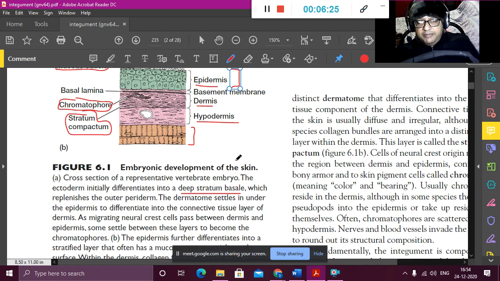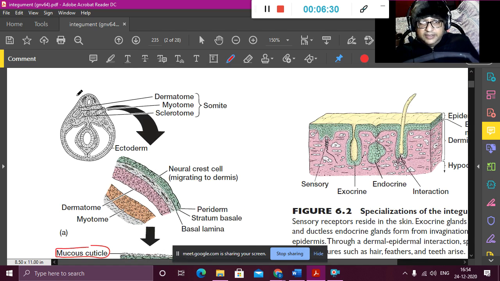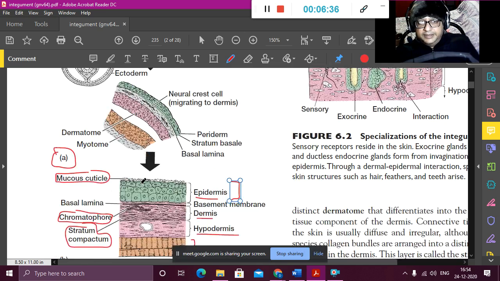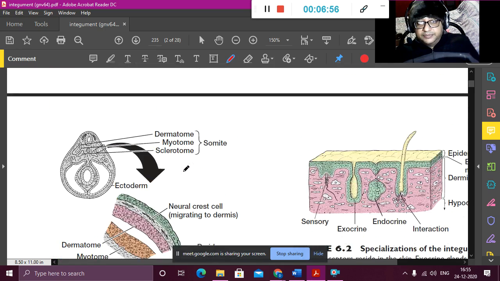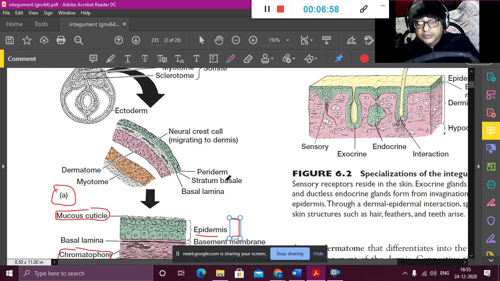Now if you look at the embryonic development of the skin, this figure A shows a cross section of a representative vertebrate embryo. Initially the ectoderm differentiates into a deep stratum basale. So this is the stratum basale. Let us increase the size once more.